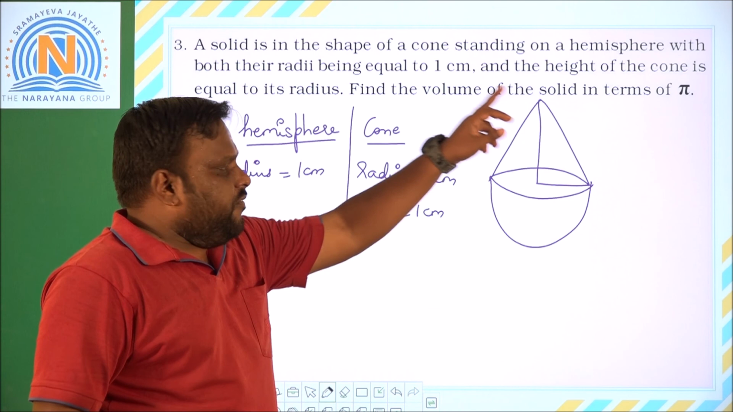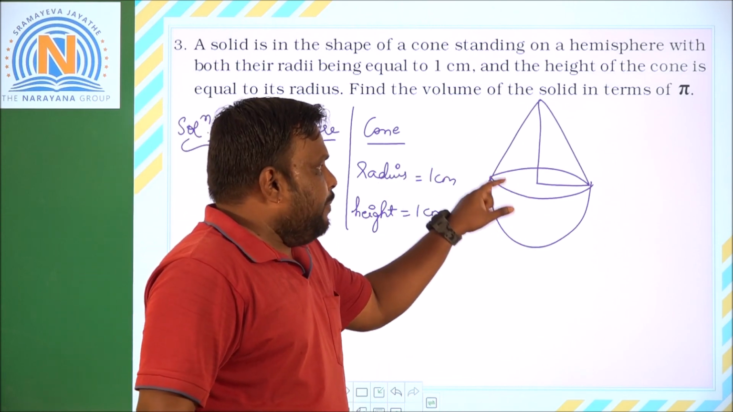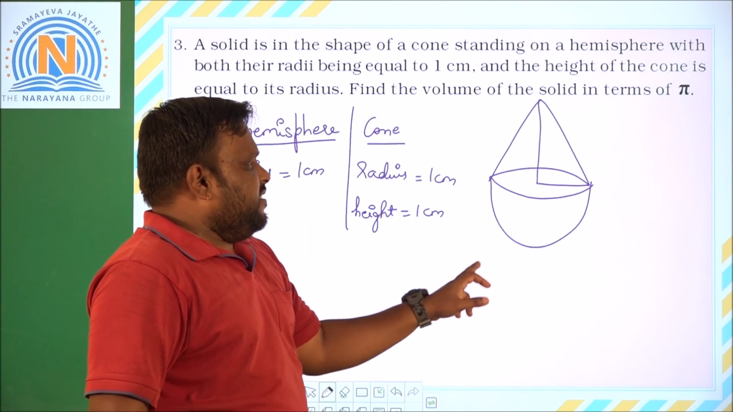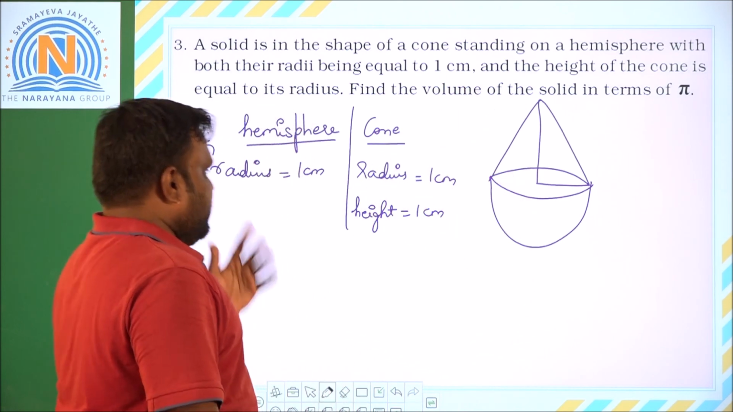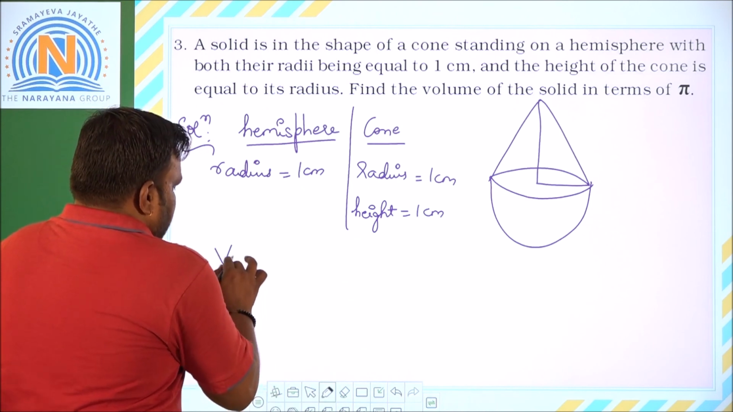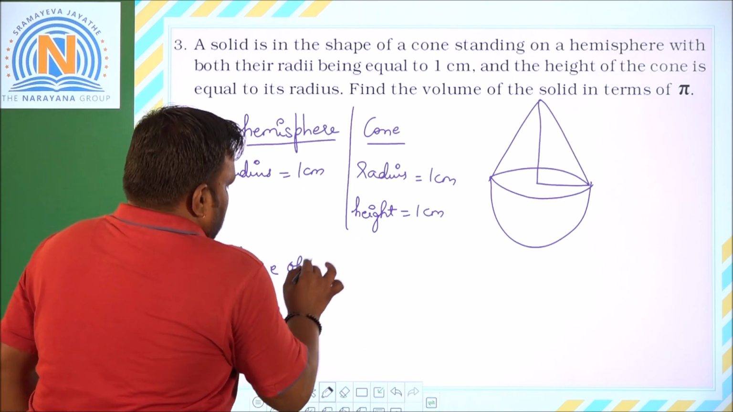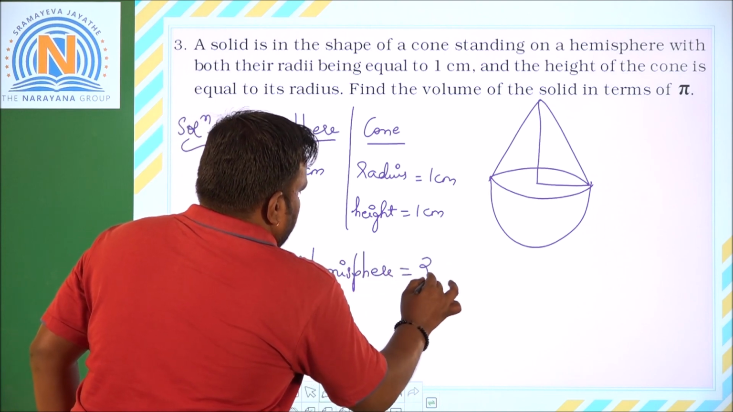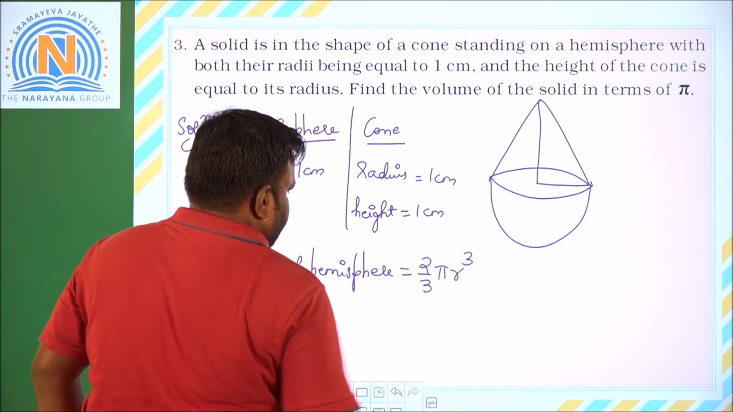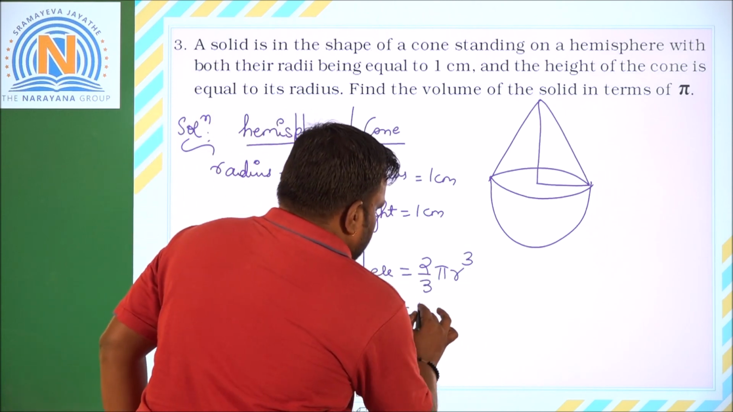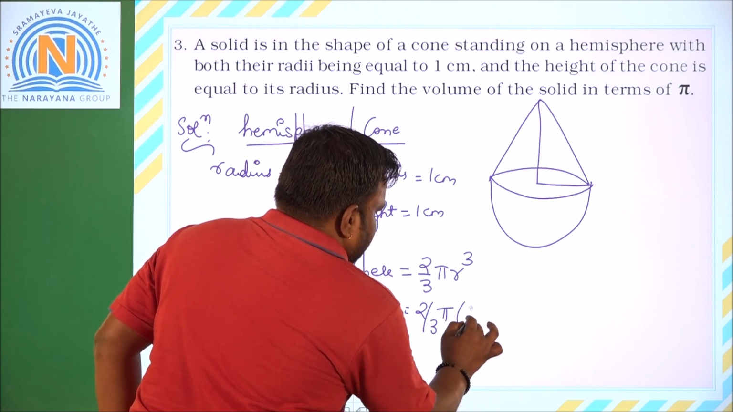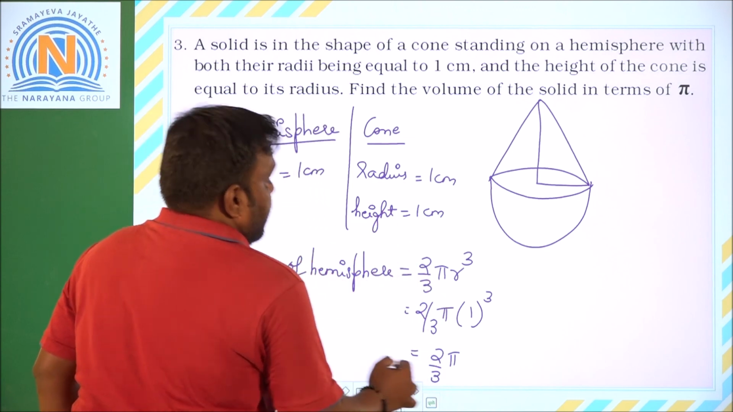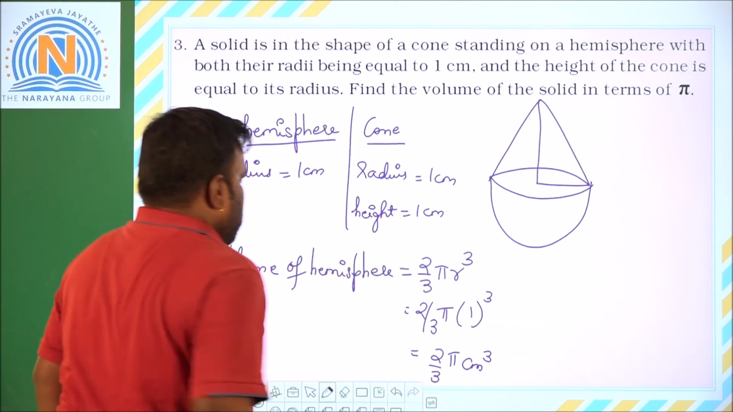So to find out the volume of complete solid, here I have volume of hemisphere plus I have to take volume of this cone. That means volume of hemisphere plus volume of cone, right? So first let us find out this separately. Volume of hemisphere is equal to 2 by 3 pi r cube. Okay, so this is 2 by 3 into pi into r is 1 whole cube. So this is 2 by 3 pi cubic centimeters. This is volume of hemisphere.